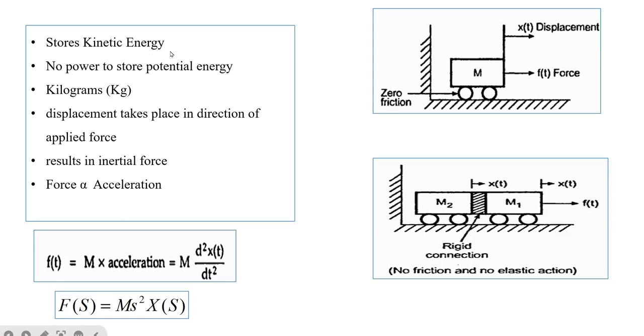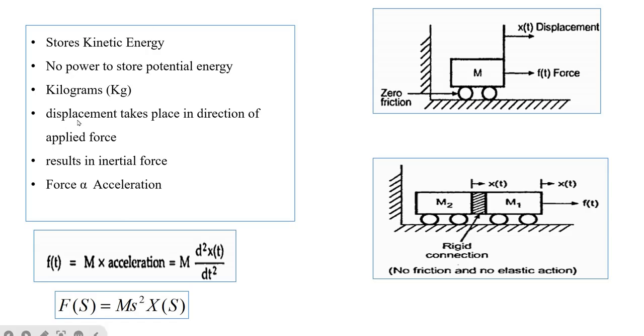So mass can store the kinetic energy, and it has no power to store the potential energy. These two points are very important: mass will store the kinetic energy and it has no power to store the potential energy, and it is measured in kilograms. And the displacement of the mass will always take place in the direction of the applied force, and that will result in the inertial force.